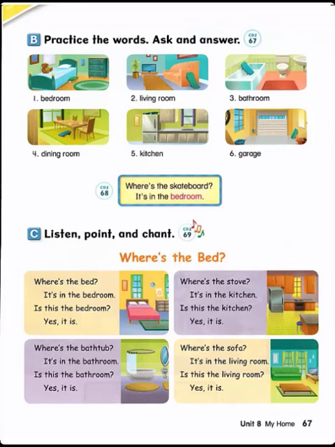Page 67. C. Listen, point, and chant. Where's the bed? Where's the bed? It's in the bedroom. Is this the bedroom? Yes, it is. Where's the bathtub? It's in the bathroom. Is this the bathroom? Yes, it is. Where's the stove? It's in the kitchen. Is this the kitchen? Yes, it is. Where's the sofa? It's in the living room. Is this the living room? Yes, it is.